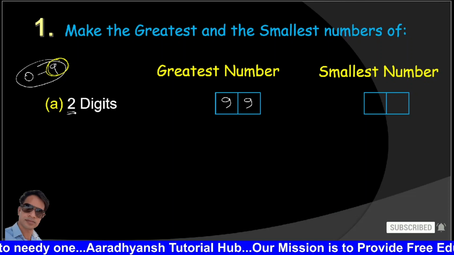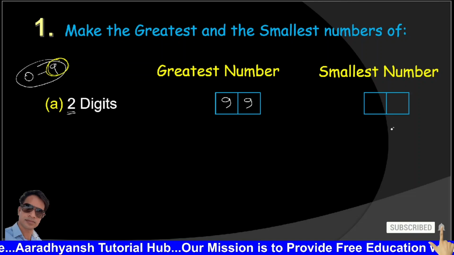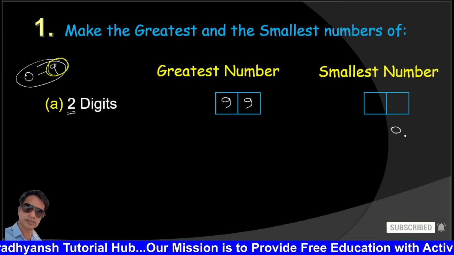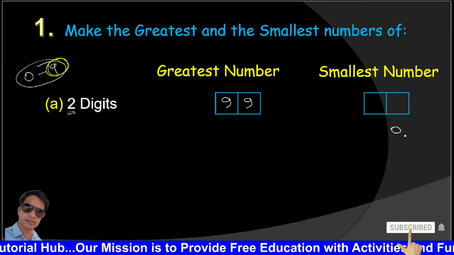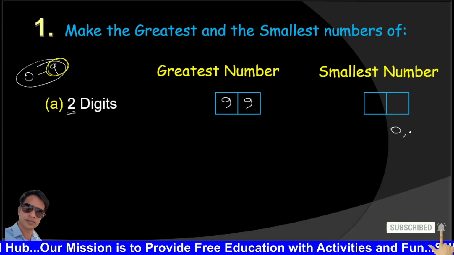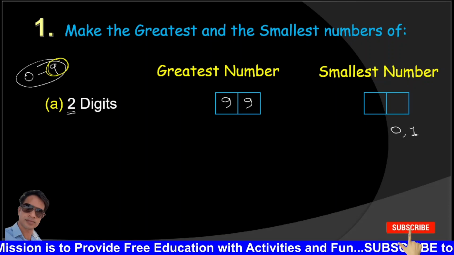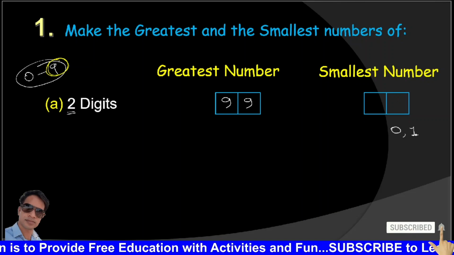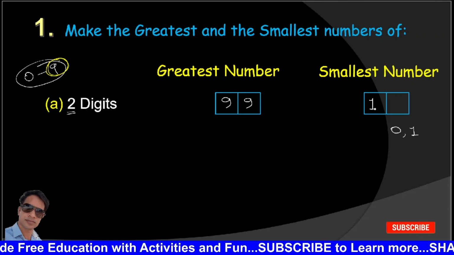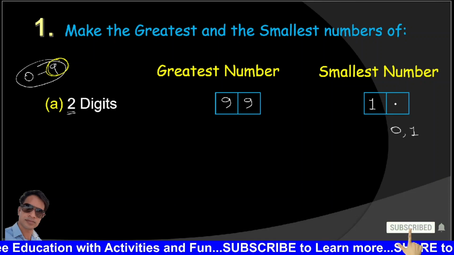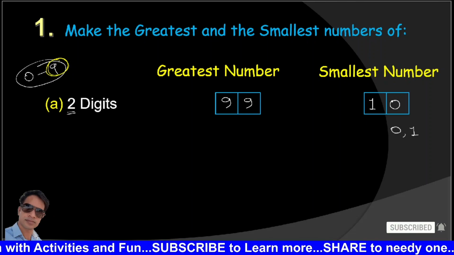And to write the smallest number we have to use the smallest digit, that is 0, but you know very well any number cannot begin with 0. So we have to use the next smallest number, that is 1. So to make the smallest number we have to use 1 in the first place, and then the remaining space can be filled with 0. So 10 is the smallest number.